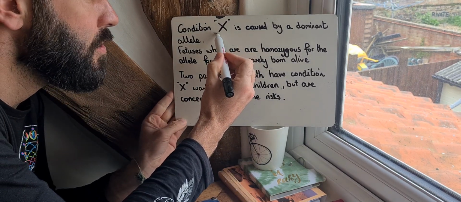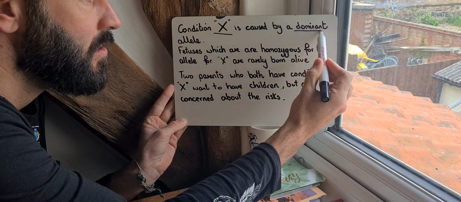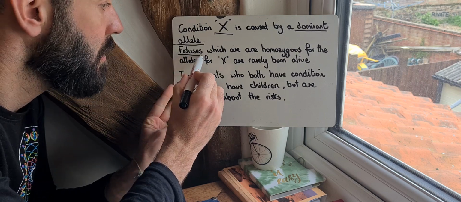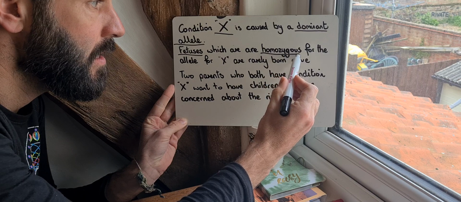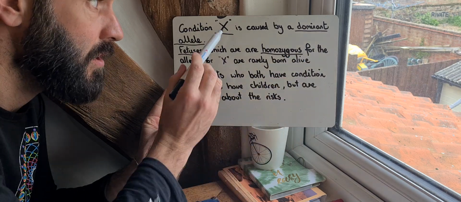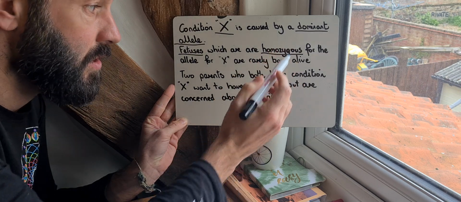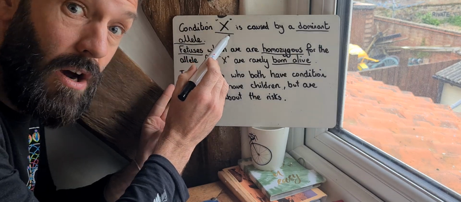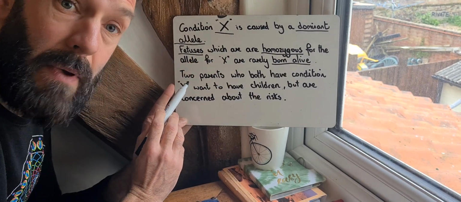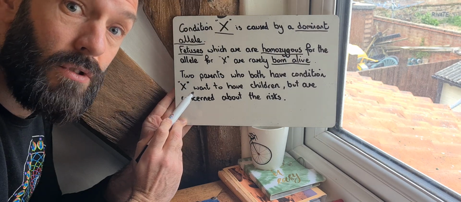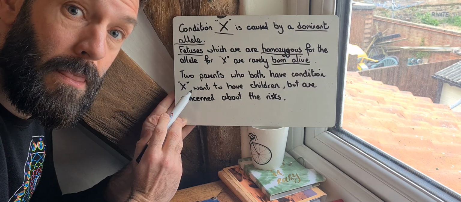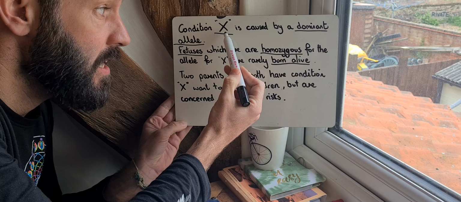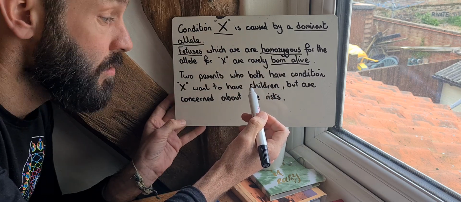We have a condition which is caused by a dominant allele. That's very important. Now, fetuses with this condition that are homozygous for this allele, so they have two big X's because it's dominant, are rarely born alive. So if they get two of these, then they die. Now there's two parents here that are considering having a child. They both have the disease, but they're alive. That must mean that they are carriers of this and they are heterozygous.